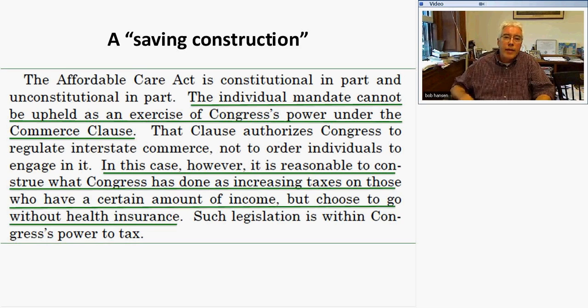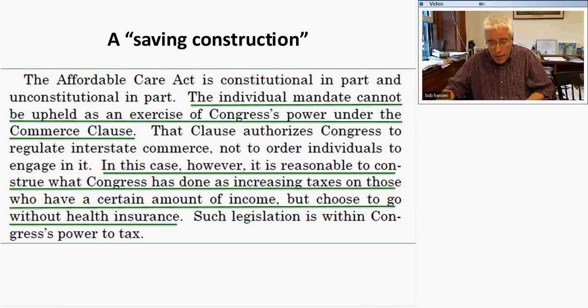So you see the second thing underlined there. In this case, however, it's reasonable to construe what Congress has done as increasing taxes on those who have a certain amount of income but choose to go without health insurance. So it's not a mandate to have health insurance, even though the word says you shall. They're just saying this is just a tax if you don't have it. That's how the Supreme Court got around it and found that it was constitutional. It's a pretty big deal, actually.